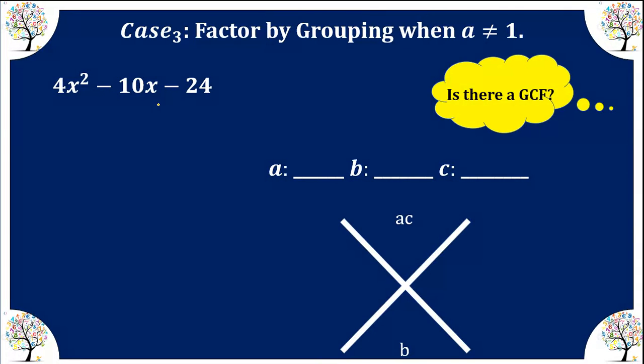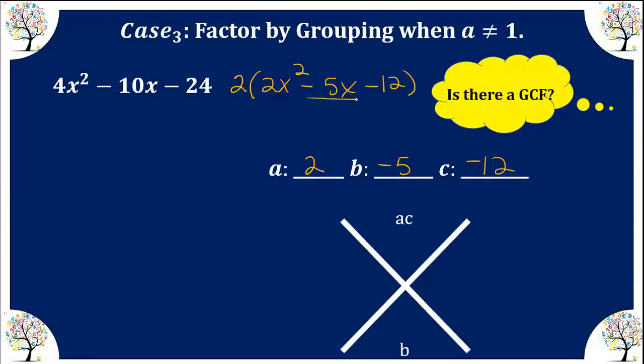4x squared minus 10x minus 24. I'm going to ask, is there a GCF? And there is. Each of these numbers is even, so I know I can factor out a GCF of 2. Then we're left with 2x squared minus 5x minus 12. Our a value is 2, our b value is negative 5, and our c value is negative 12.